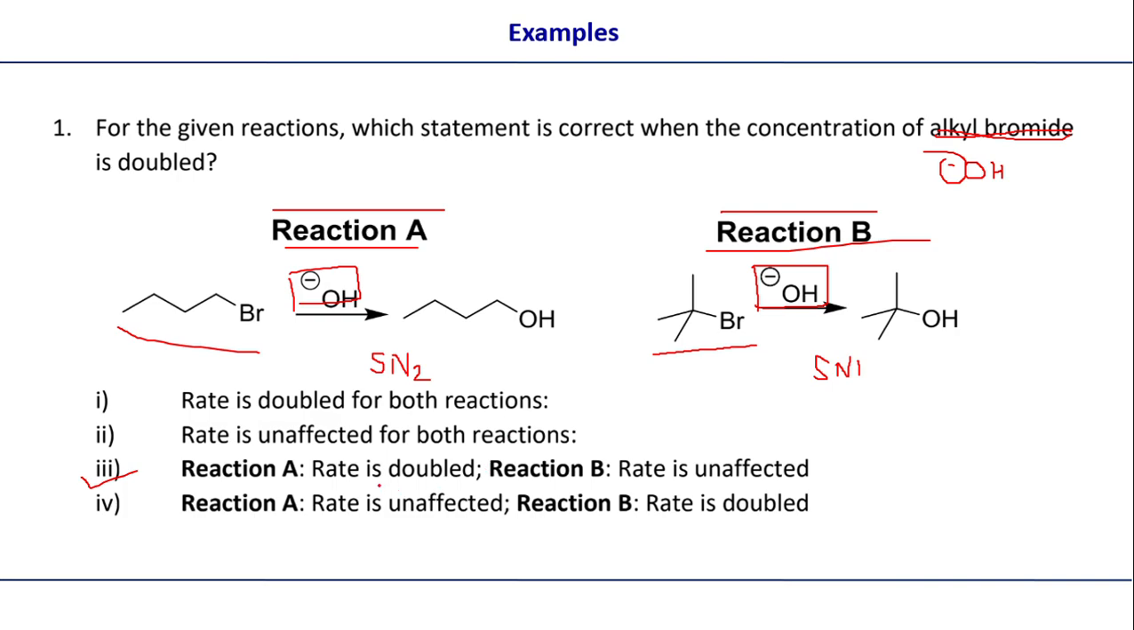So SN2 reaction rate will become double, and reaction B rate will become unaffected in terms of OH minus concentration. But here the question is different. So please understand the question carefully before writing any answer. People have made mistakes in a hurry.